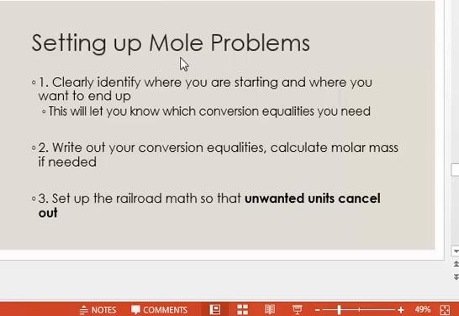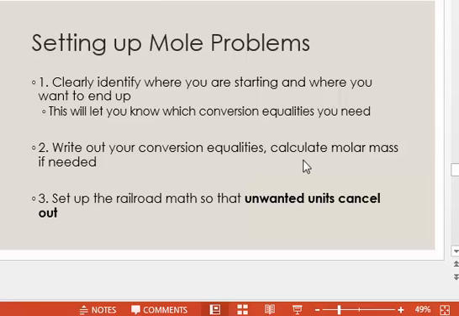To set up mole conversion or dimensional analysis problems, you must clearly identify what values and units you begin with, what I call the given, and what units you want to end up with, what I call wanted. It is helpful for me to write these things down. Next, write out conversion factors as equalities that you will need.